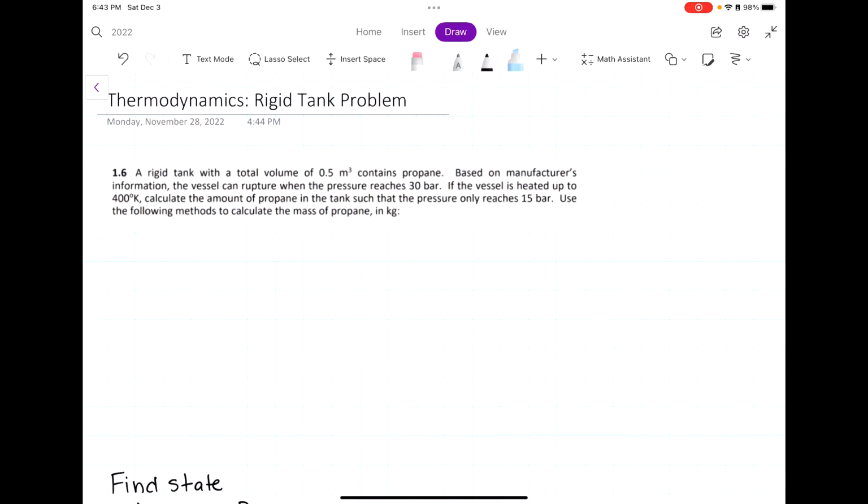Based on manufacturer's information, the vessel can rupture when the pressure reaches 30 bar. If the vessel is heated up to 400 Kelvin, calculate the amount of propane in the tank such that the pressure only reaches 15 bar.